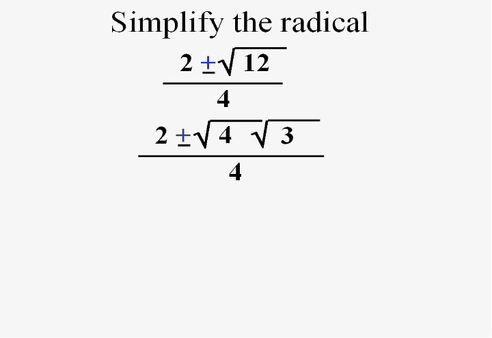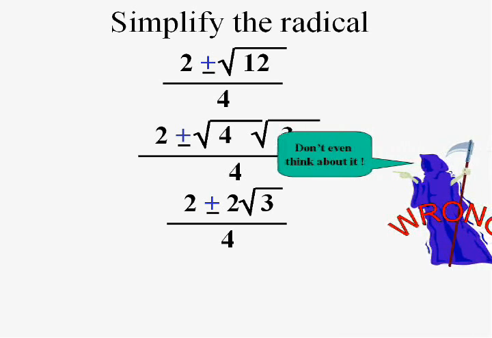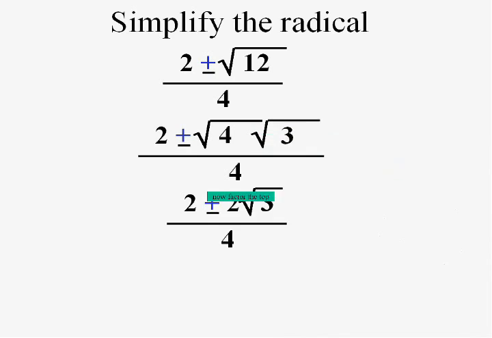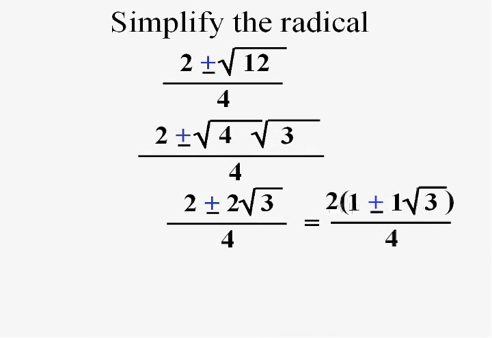Now the square root of 4 is 2. Okay, so I've simplified the radical. Now I need to simplify the fraction. I note that the top can be factored. Don't even think of canceling things that are added, though. That's not the way to simplify fractions. We're going to factor the top. A 2 comes out of both of those things. I divided 2 by 2, and I divided 2 radical 3 by 2.